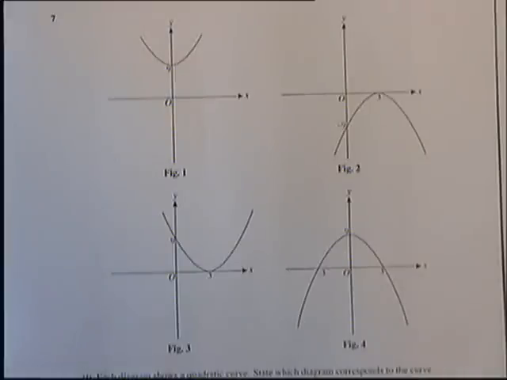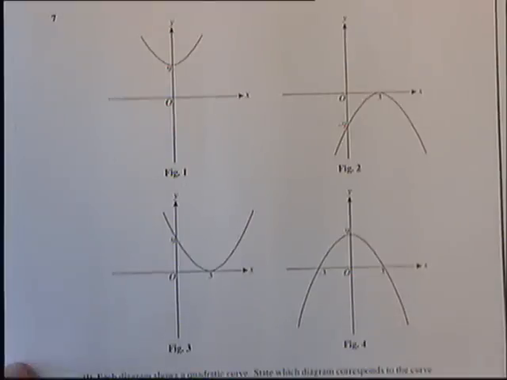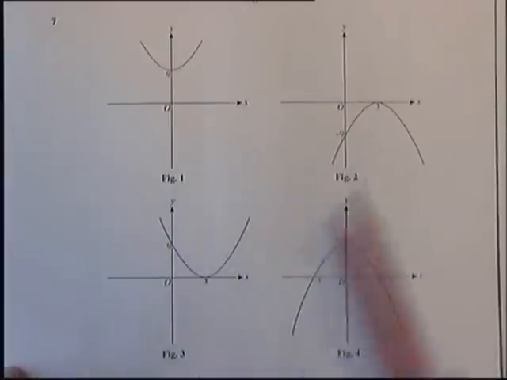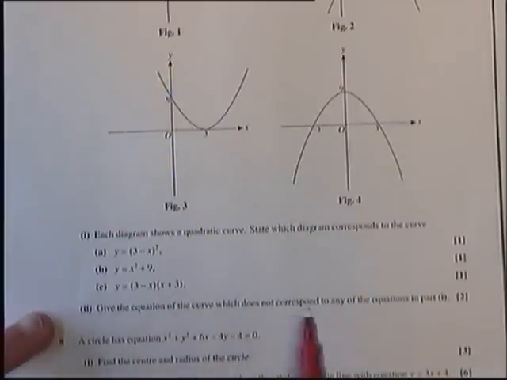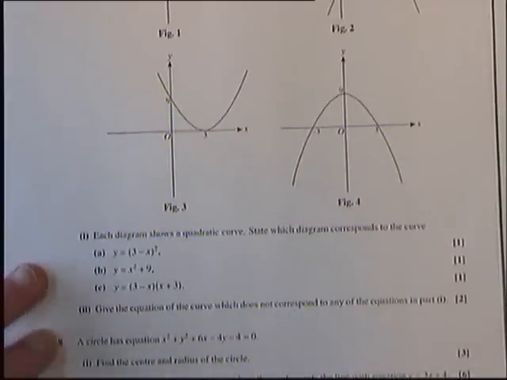This is question 7 on the January 2010 C1 paper from OCR, and you've got to match these 4 graphs to 3 equations. Then you've got to comment on the one which hasn't matched up later on.